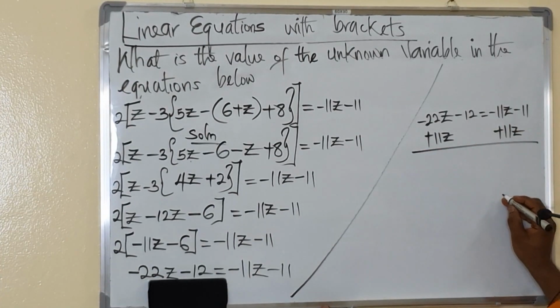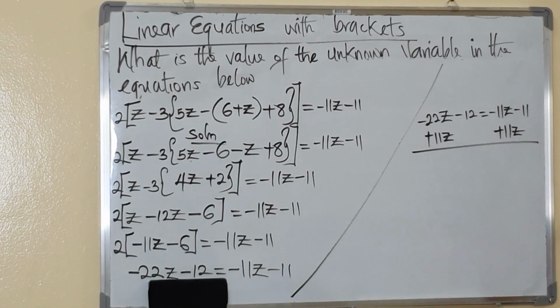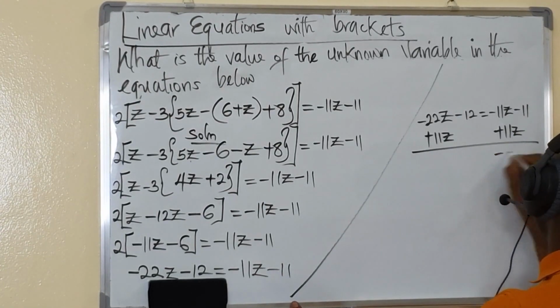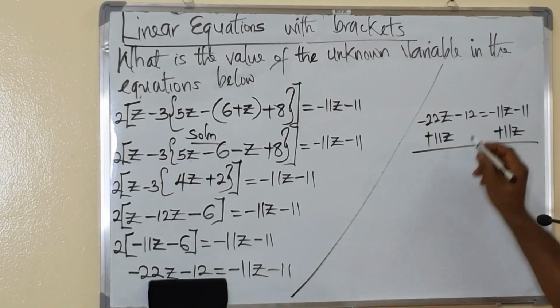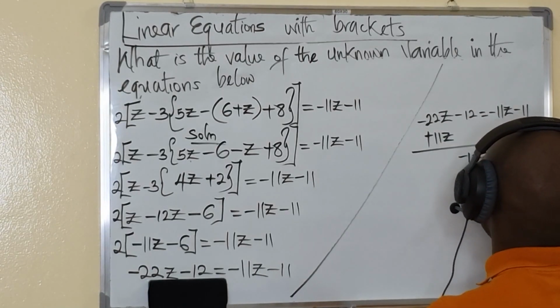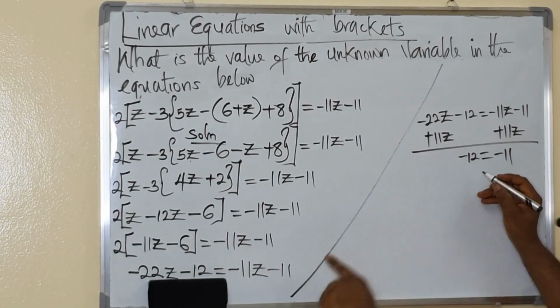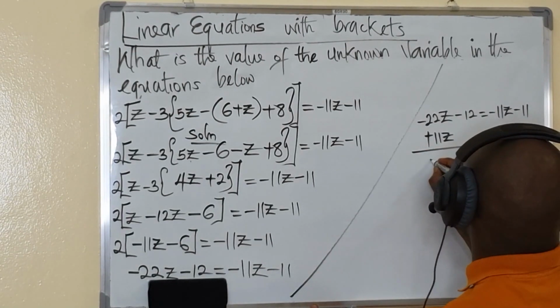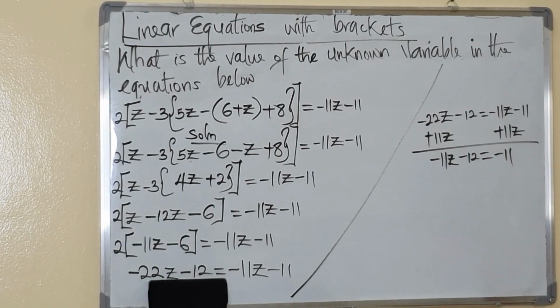Now if I do that, on the right hand side -11z add 11z is 0. So 11z cancels out with -11z. So we are just left with -11 equal to. Then on the left hand side, I'll first bring down my constant, which is -12. -22z add 11z gives me -11z. This is where we have reached. The equation is more linear than it was initially. And now we can easily get our answer.